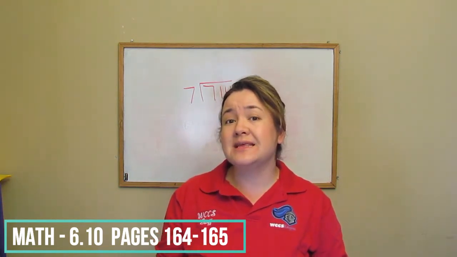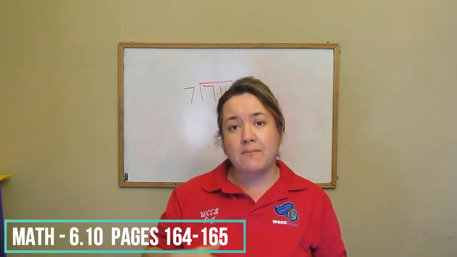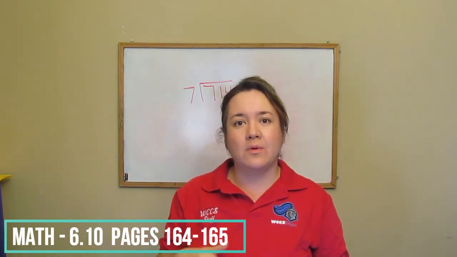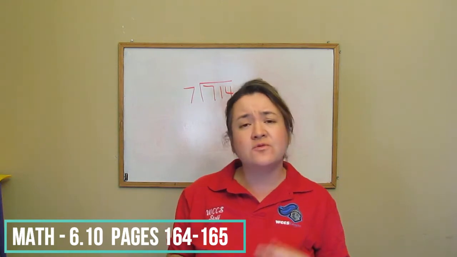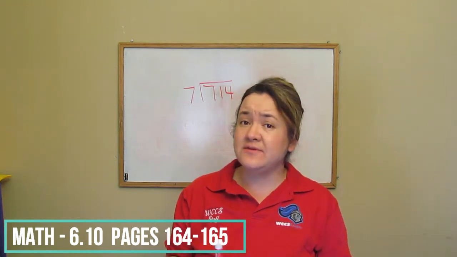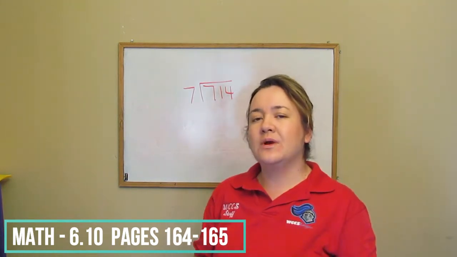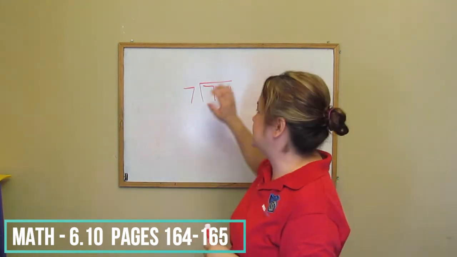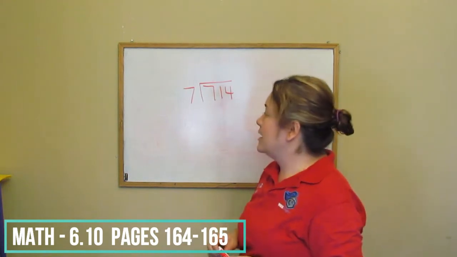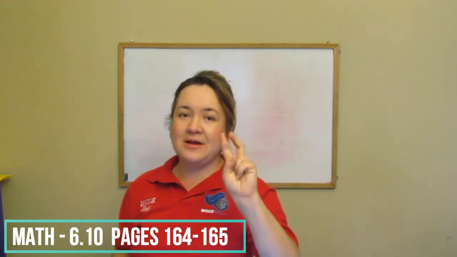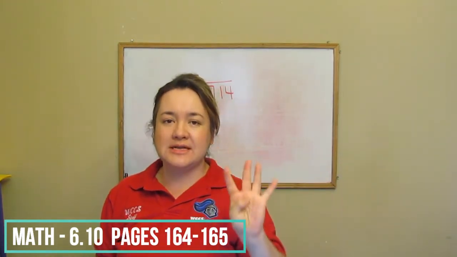So we're going to do some together to help us just remember what to do when we come upon a zero. And of course, you can also have zeros in your dividend, which is your inside number also. But for right now, we're going to focus on the ones in the quotient when we have to put a zero up here. All right, so remember our steps: divide, multiply, subtract, bring down.